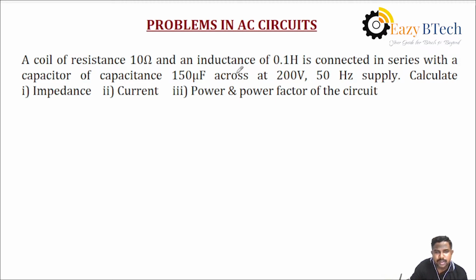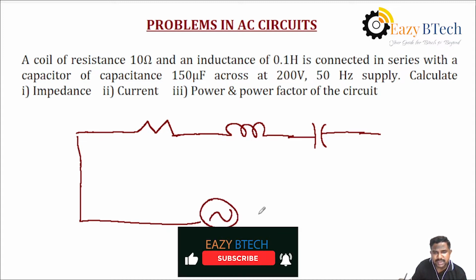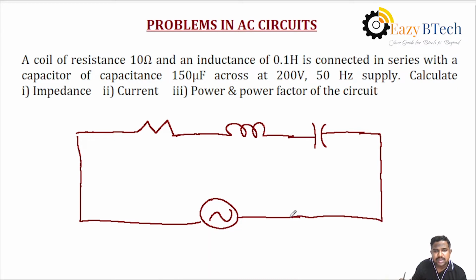First of all, according to the given values, you can draw the single phase AC circuit. In the given problem, R value, L value and C values are given. Hence, it is connected to a single phase AC supply. This is the circuit diagram based on the given data.